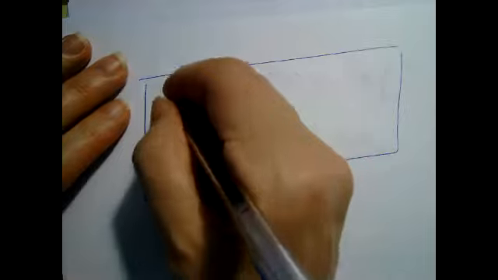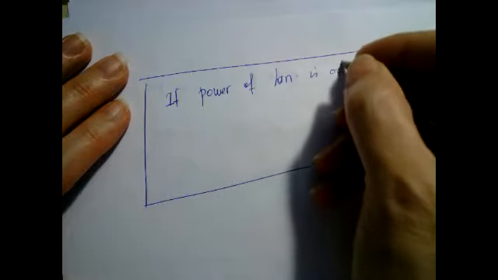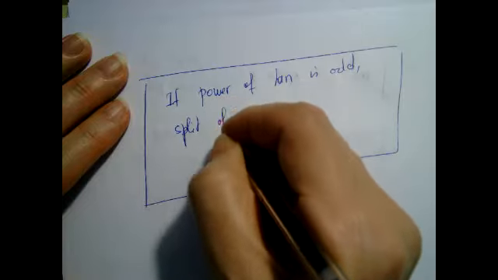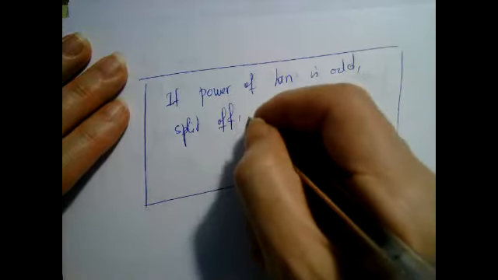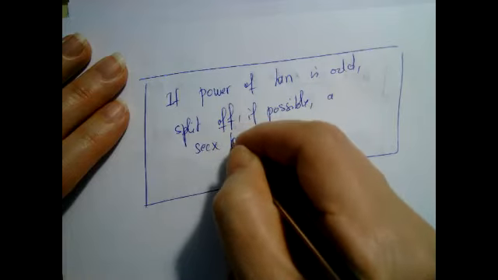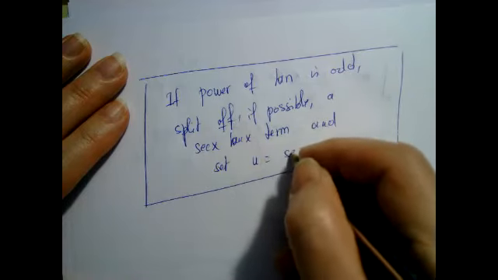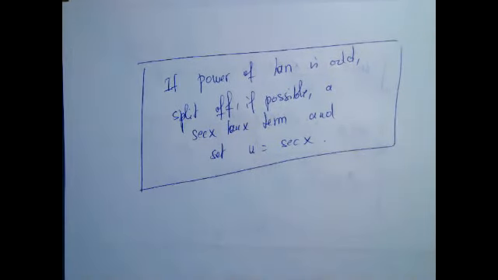So the second rule would be, if the power of tangent is odd, and believe me, if you understand these, you don't have to memorize all this stuff, split off if possible, because sometimes it's not going to be possible. It means you need a secant in the picture, a secant tangent term, and set u equal to secant. Now I took two cases which are clear-cut. The third case is a mess, and in the third case, I will tell you, just use your creativity.